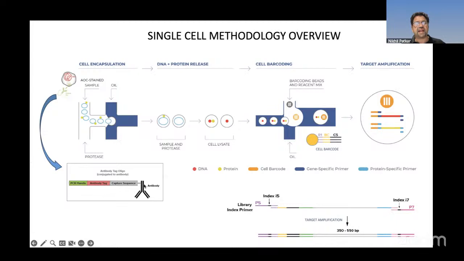The difference is that every antibody here, instead of a fluorophore, is tagged with a capture sequence, a PCR handle and an antibody tag. So these cells that are bound to antibodies then undergo emulsion PCR, where they are introduced and bound to beads, and you have a DNA library and a protein library bound to each individual cell. Then again they get encapsulated in a bigger capsule through microfluidics, and they bind to barcoding beads.